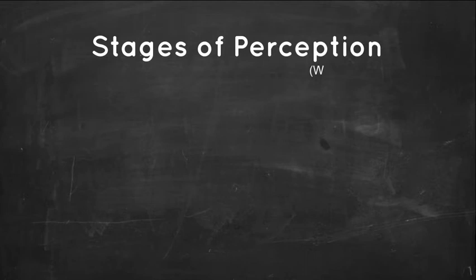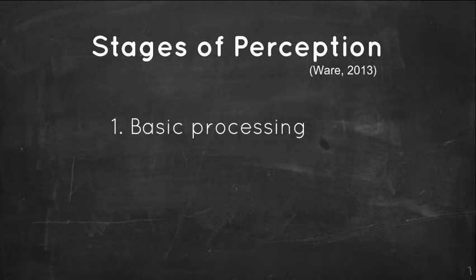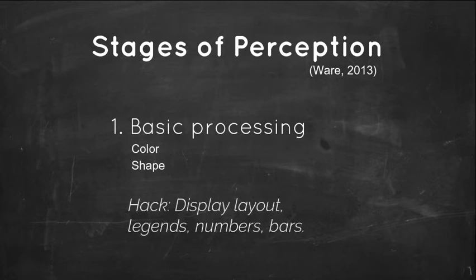Perception works in 3 steps. We first notice the basic features of the environment, like color and shape. To make it easier for the brain to process the data animation, we could start by displaying a layout, then the legends, then the numbers, and then the bars. This technique also helps the presenter tell the story in a progressive manner, building up to the big picture.